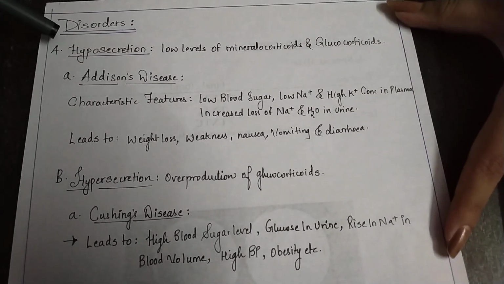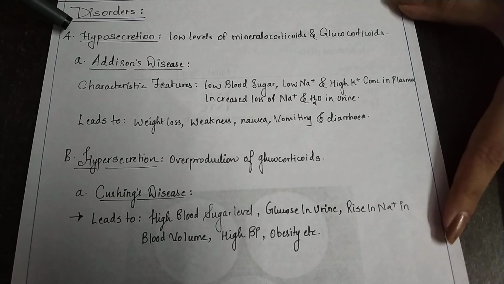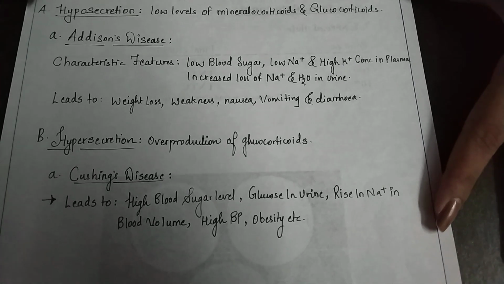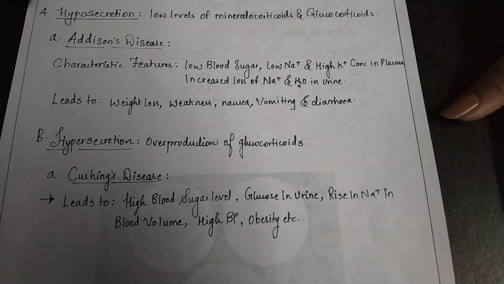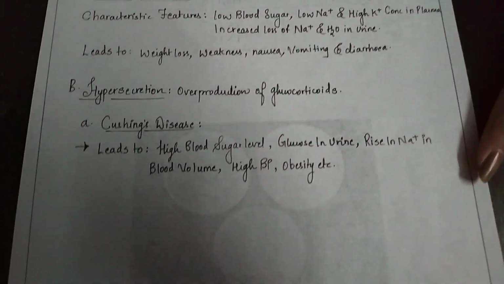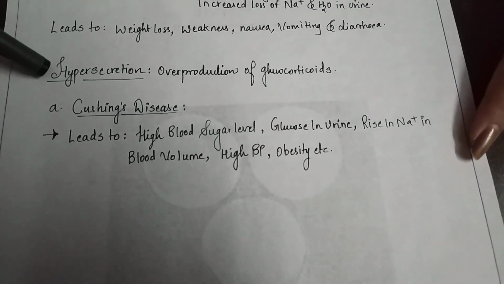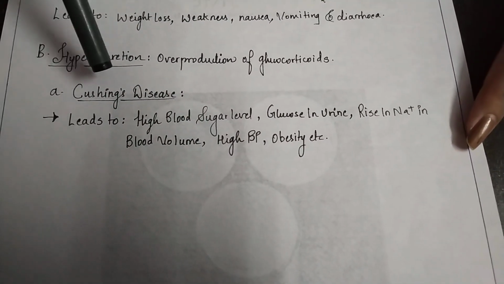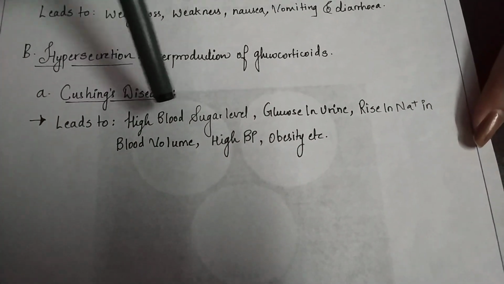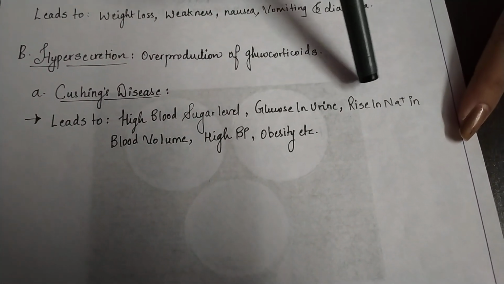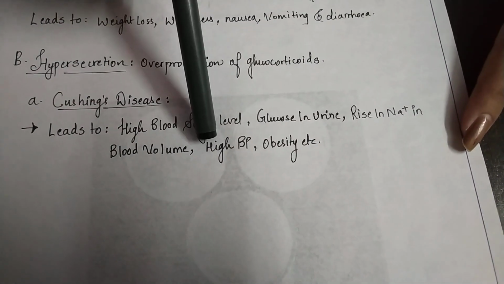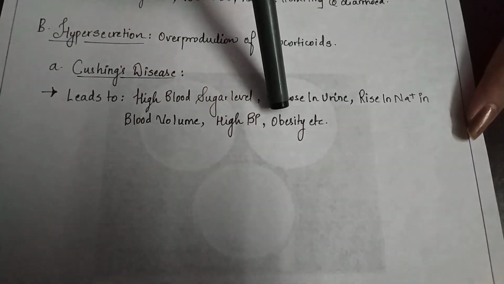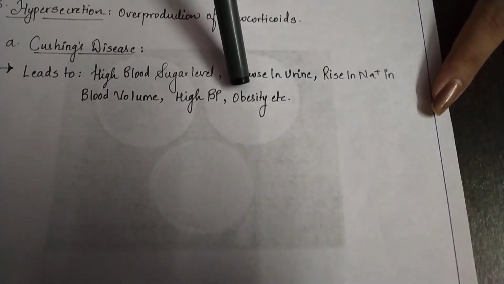A temporary hyposecretion of these mineralocorticoids and glucocorticoids definitely affects your metabolism, and in turn it leads to mineral problems or demineralization, like a mineral lockdown in your body basically. Next is your hypersecretion. In hypersecretion, it is nothing but overproduction of glucocorticoid. It leads to Cushing's disease. In this Cushing's disease, it leads to high blood sugar levels, glucose in the urine, a rise in sodium in blood volume, high blood pressure and obesity. You all know the meaning of obesity, the excess fat that a person has in his or her body.